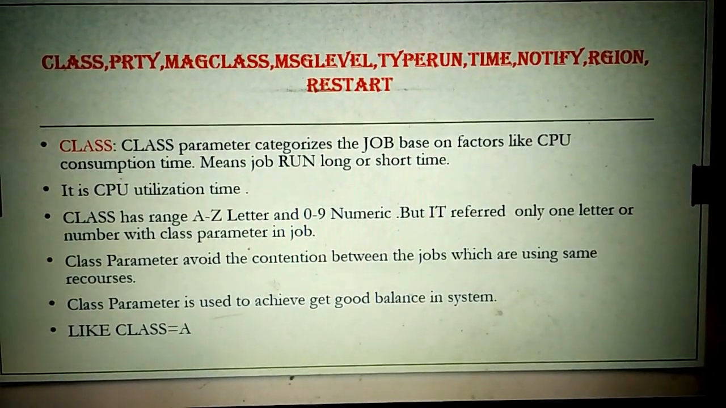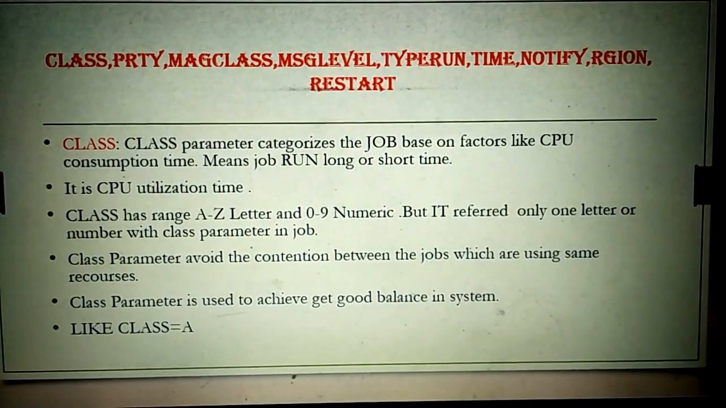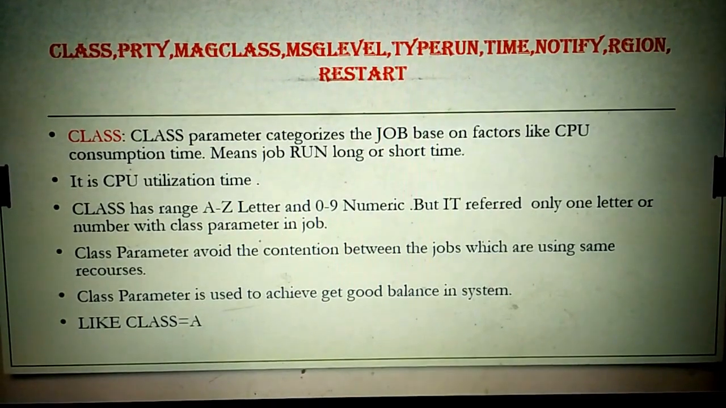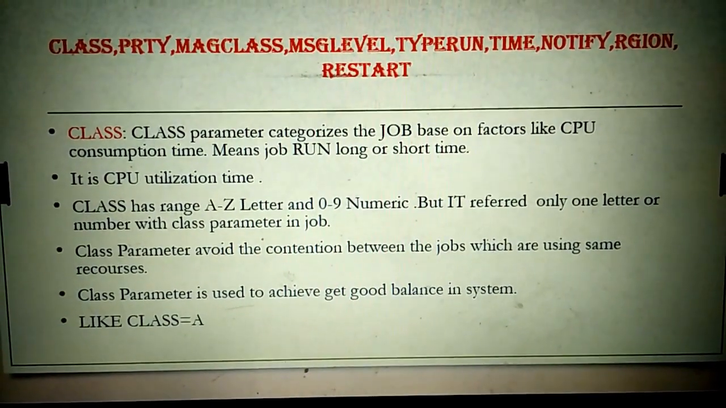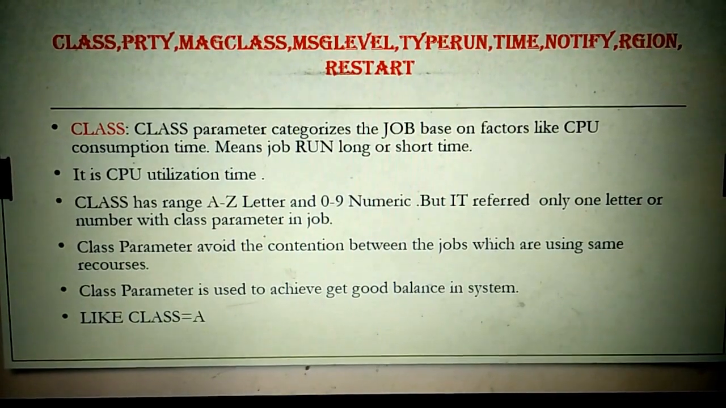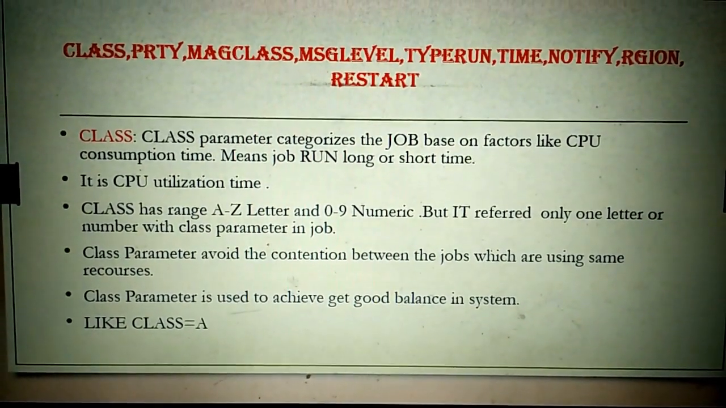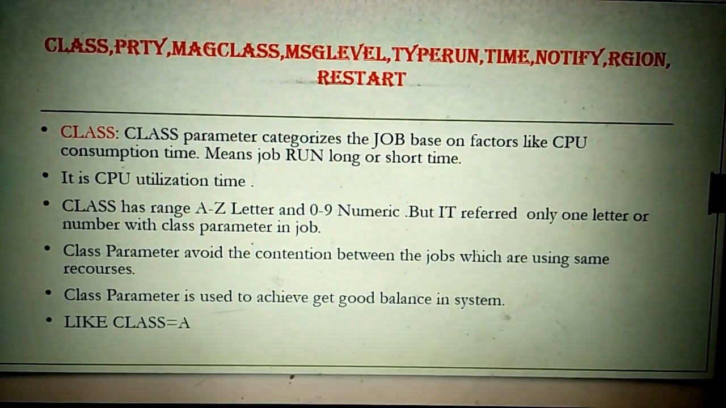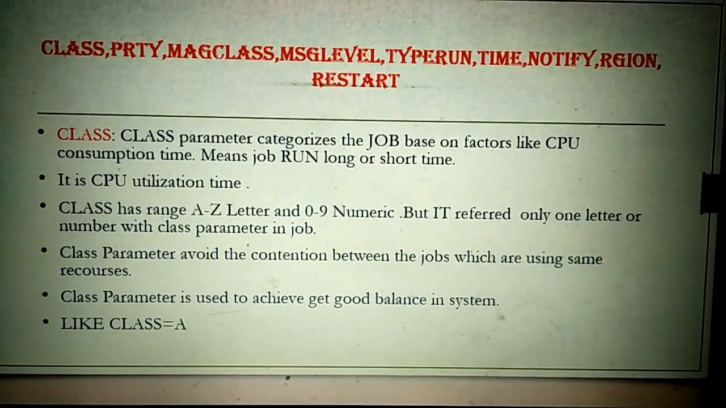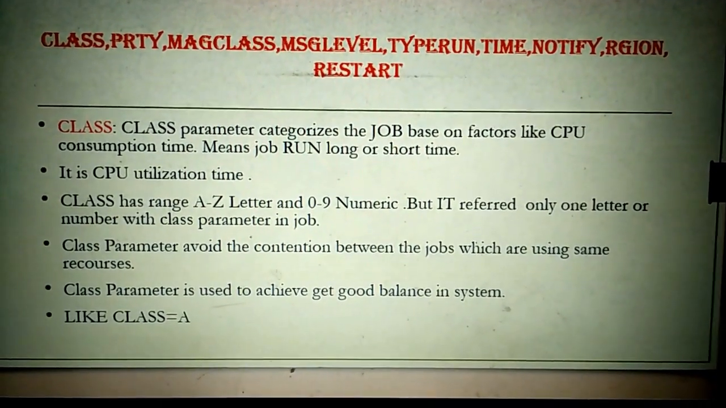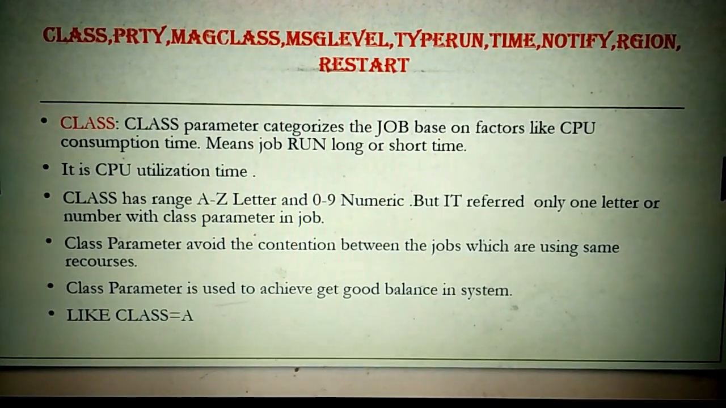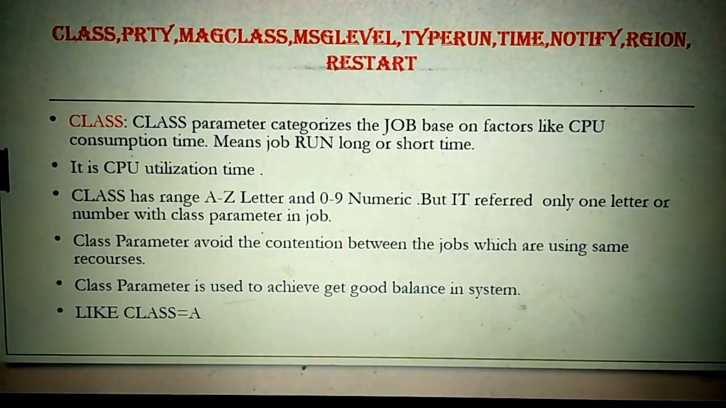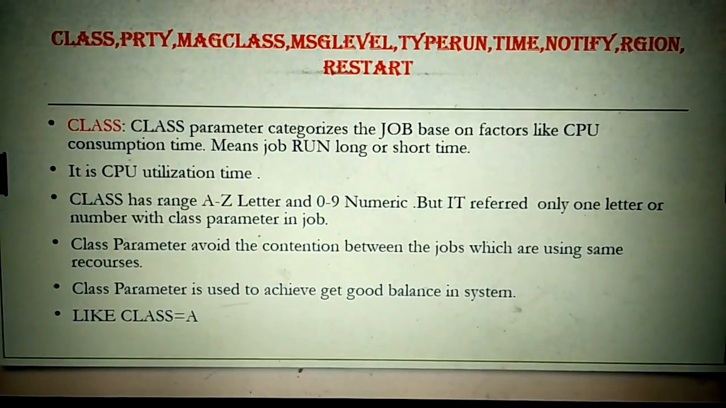The class parameter categorizes the job based on factors like CPU consumption time, meaning whether the job runs for a long or short time. It is the CPU utilization time. All the jobs have some running time, and for that time they are using the CPU. So how much time they take, whether they run long or short, is the consumption time, the utilization time, and the job is categorized based on that.